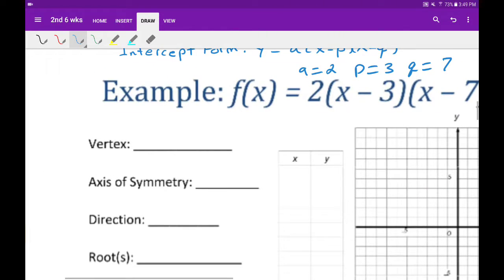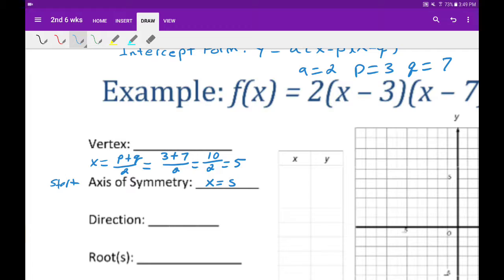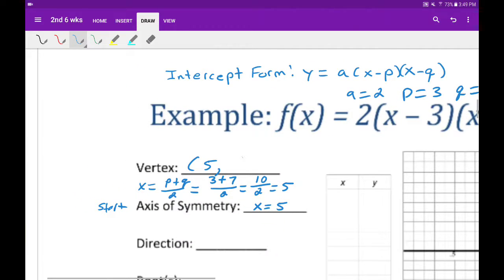As far as graphing, we're going to start with the axis of symmetry. We have a very simple formula: x equals p plus q over 2. We put our p value in, which is 3, plus 7, which is our q value, over 2. That's 10 over 2, which equals 5. So our axis of symmetry is x equals 5. We then use that 5 as the x value of our vertex.